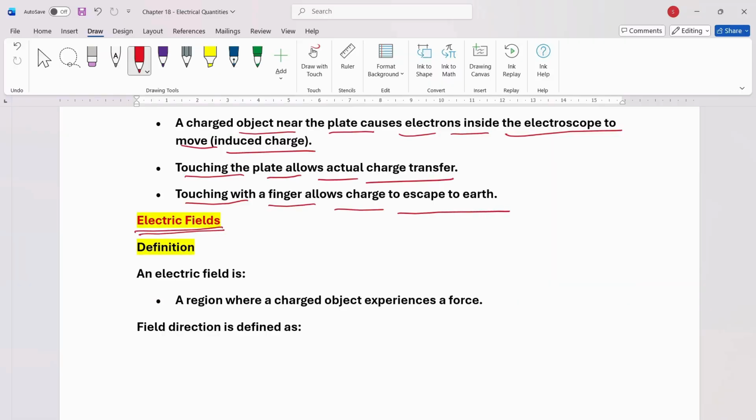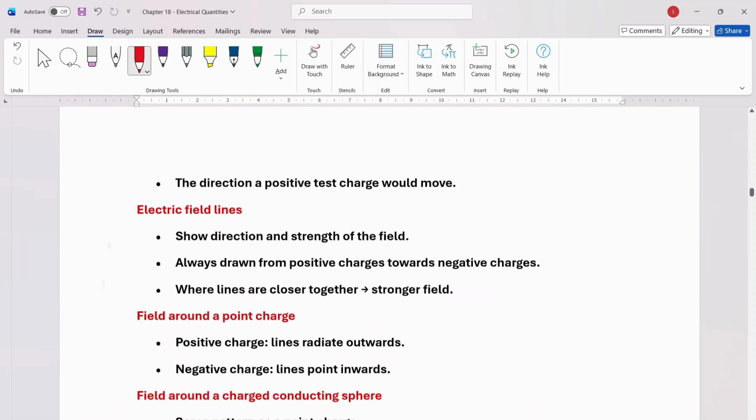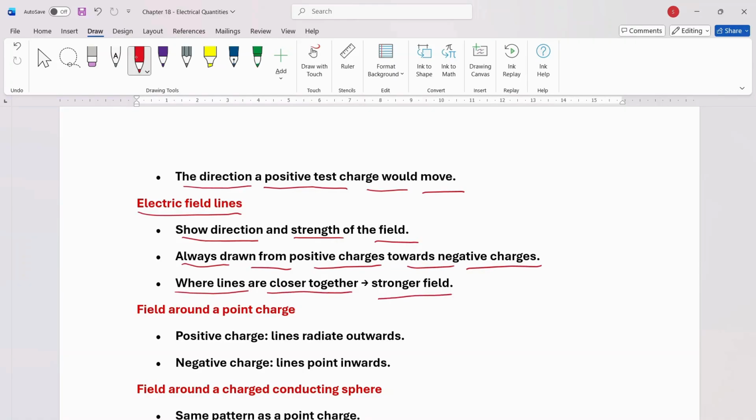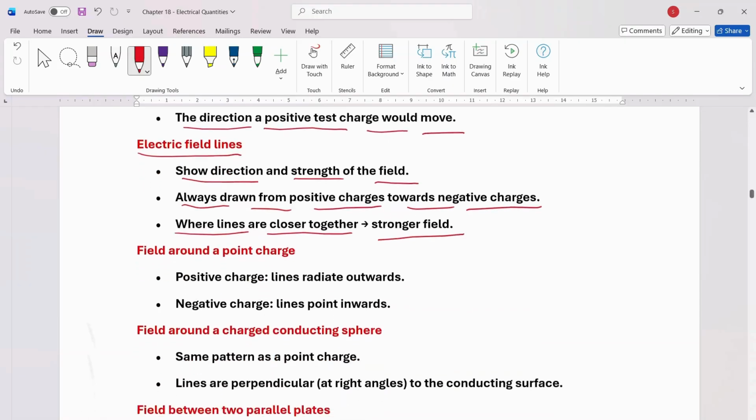Let's talk about electric fields now. What is an electric field? It is a region where a charged object experiences a force. Field direction is defined as the direction a positive test charge would move. Electric field lines show the direction and strength of the field, always drawn from positive charges towards negative charges. Where lines are closer together, the field is stronger.